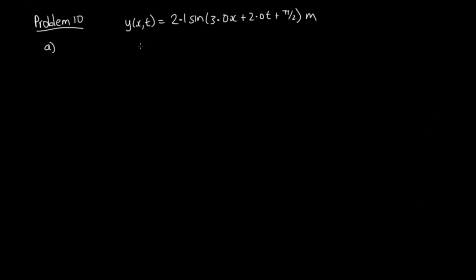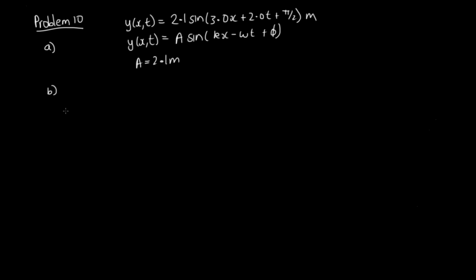Okay, so the approach we'll need to take with this problem is to equate this to the general equation for a travelling wave, y is equal to a sine kx minus omega t plus phi. And then we'll be able to work out what all these things are. So part A asks us to find the amplitude, which is the number out the front. So the amplitude is equal to 2.1 meters.